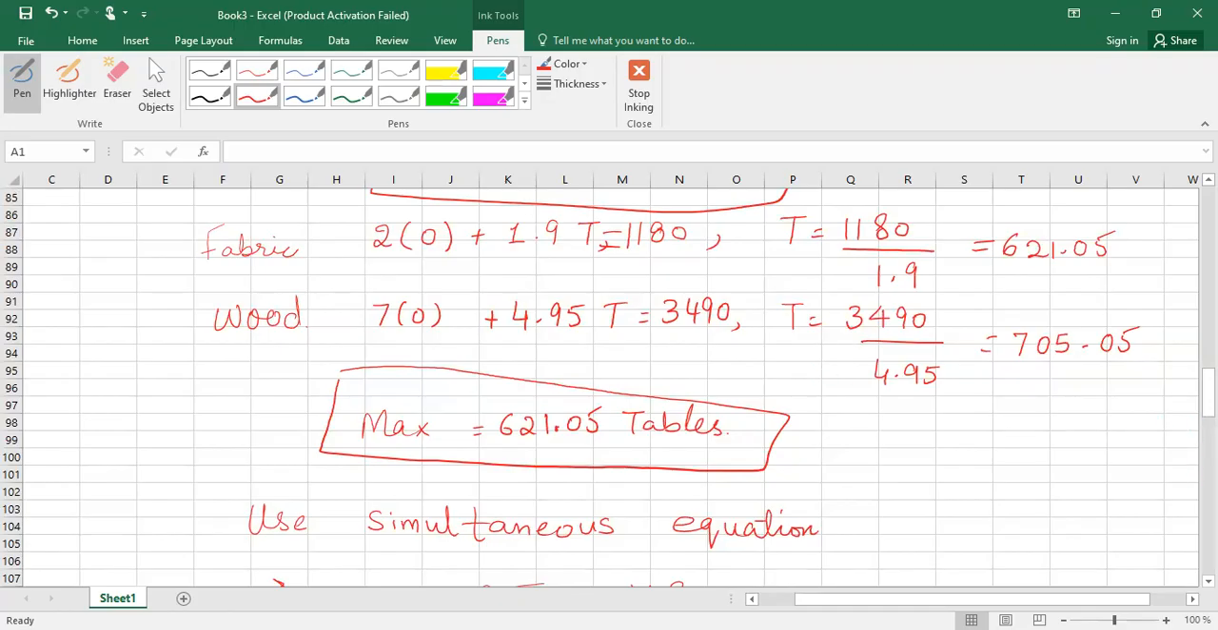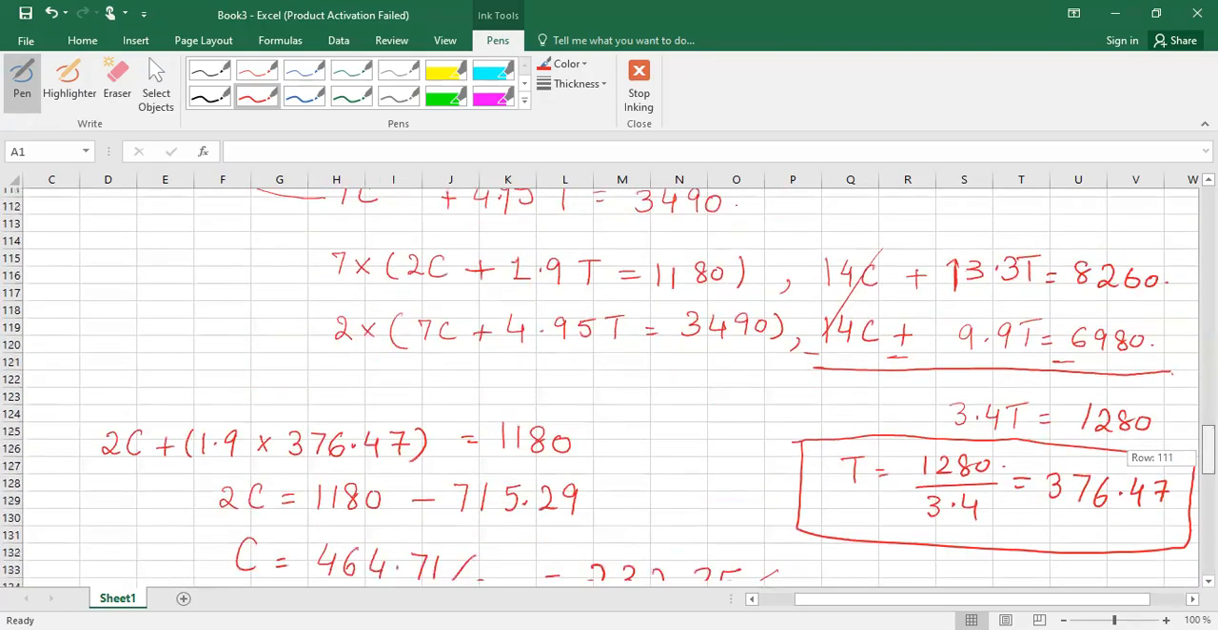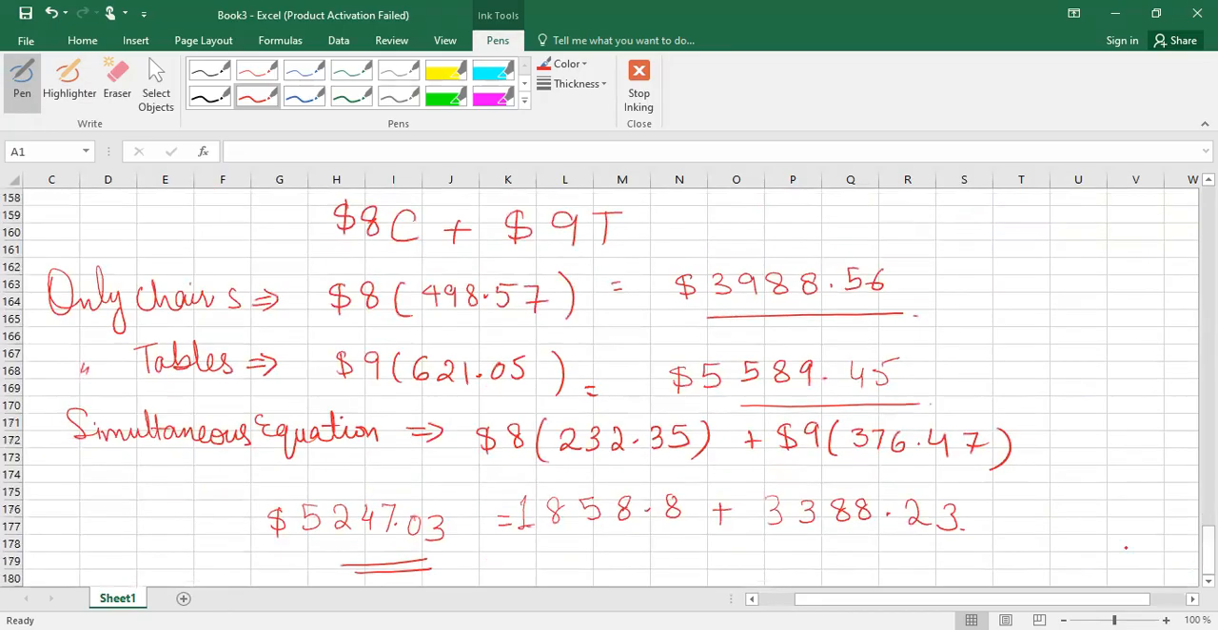Why I am saying that you should recheck is that normally the maximum contribution will come from the simultaneous equation. But again, I am saying normally, not always, because at times you will find an MCQ or an OTQ where the maximum contribution can come from either of the products. So here it is coming from the tables.